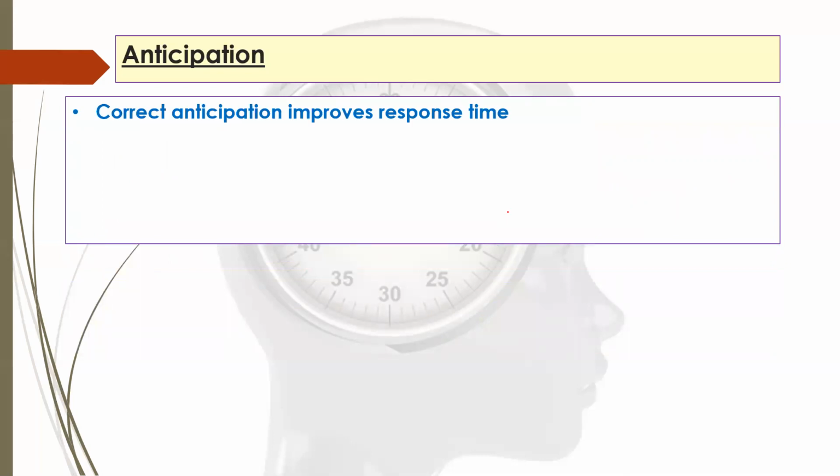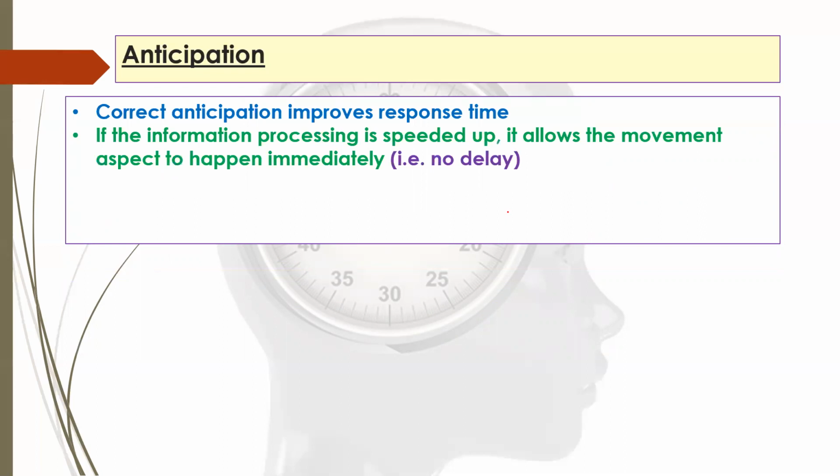Okay, now correct anticipation obviously is going to improve your response time because essentially your reactions are going to improve. So if the information processing is speeded up, it allows the movement aspect to happen immediately. So essentially, if the reaction time is that much quicker, you're then able to get to the movement time a lot quicker. If you get to the movement time a lot quicker, then produce the movement, the overall response time is going to be quicker. There's no delay.